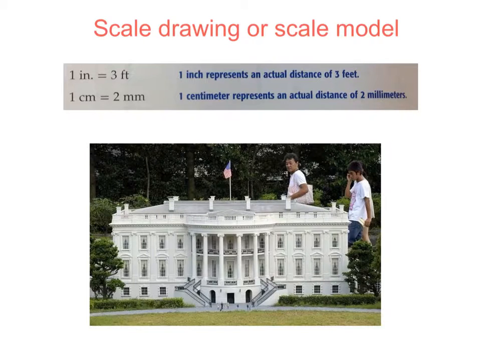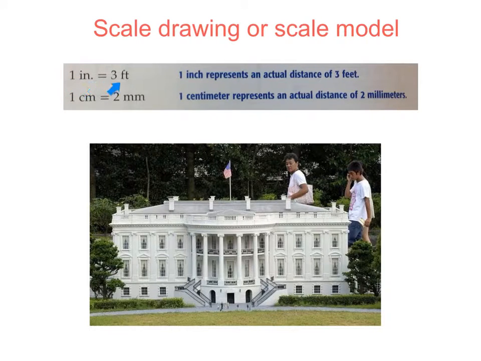But when you have a scale drawing or a scale model, the lengths and the widths and all the dimensions are proportional to the actual object. So it's the same proportions just on a smaller size or a larger scale. So when we have this sort of drawing or model, we have what's called a scale. And the scale tells us what the actual dimensions are based on the model or the drawing.